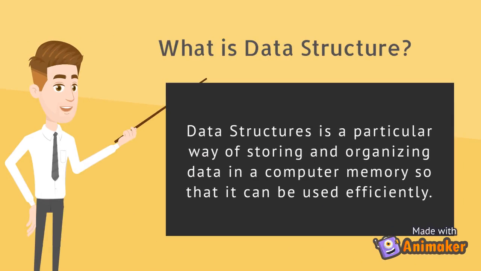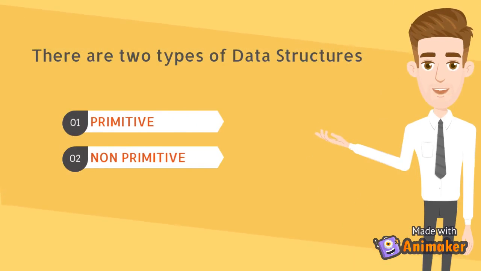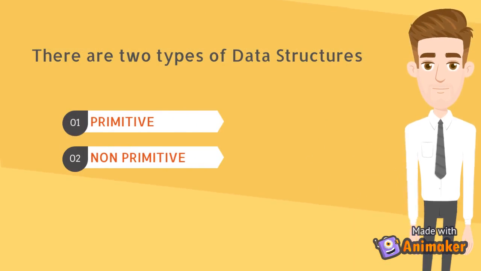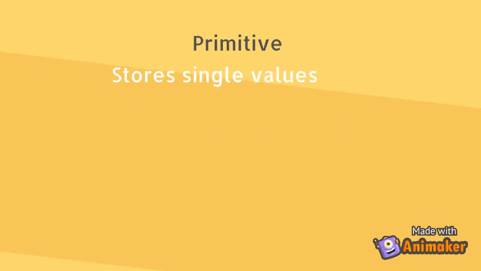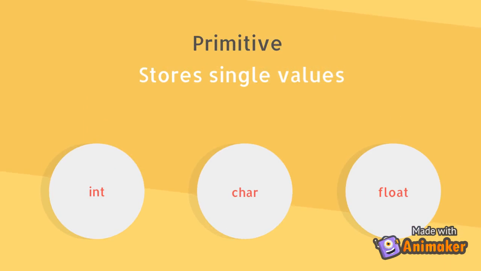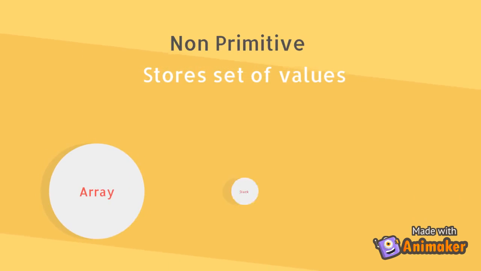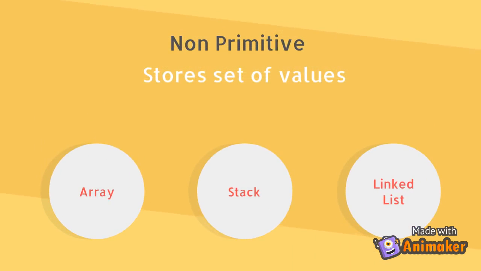Data structures is a particular way of storing and organizing data in a computer memory so that it can be used efficiently. There are two types of data structures: primitive and non-primitive. Primitive stores single values: int, char, float. Non-primitive stores set of values: array, stack, linked list.